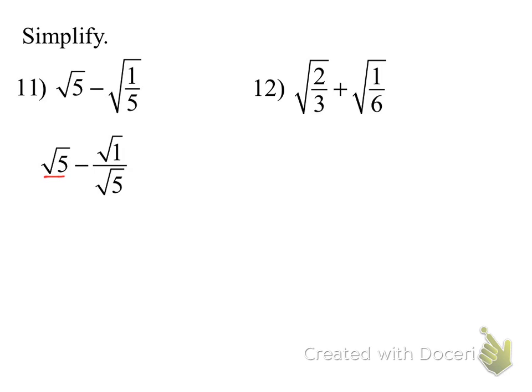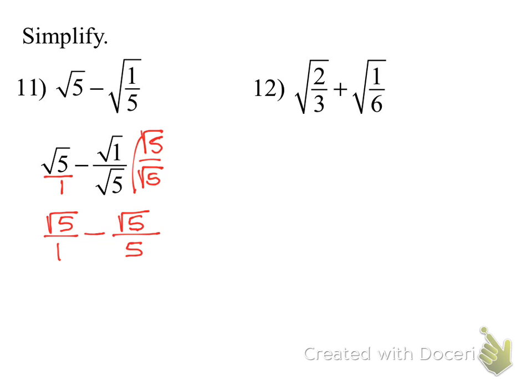How do I get rid of the radical in that second fraction? Multiply times the fancy 1. Which would be 5 over 5. No, what? 5 over 5. Not 5 over 5, but rad 5 over rad 5. And then I have rad 5 over 1 minus rad 5 over 5.